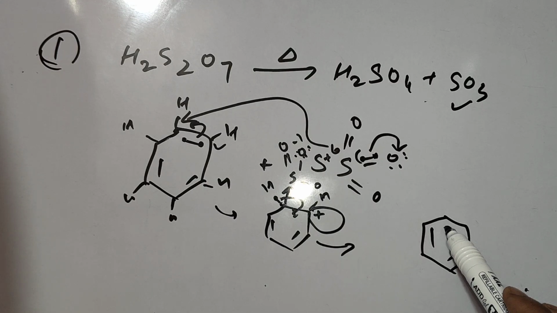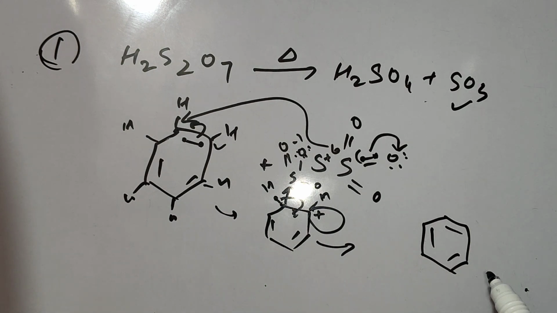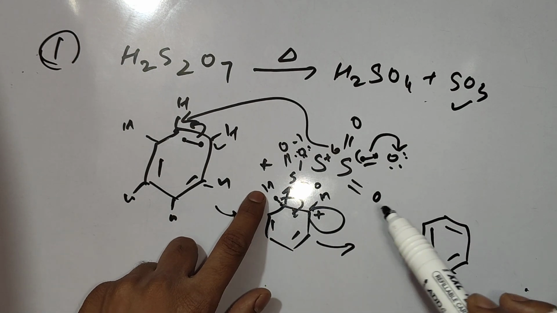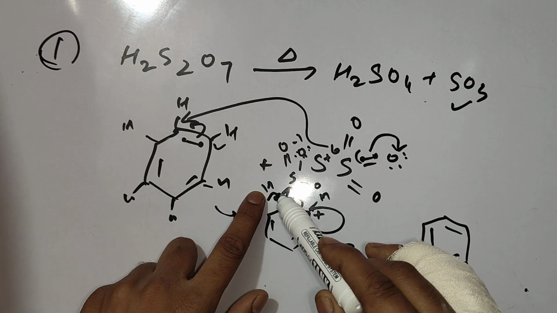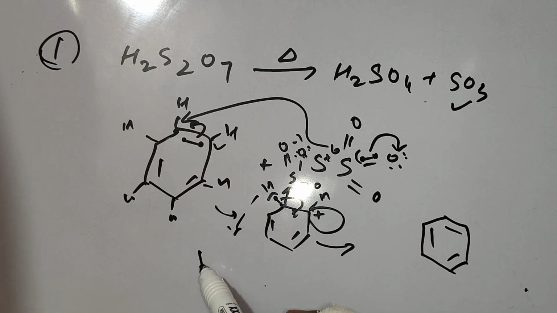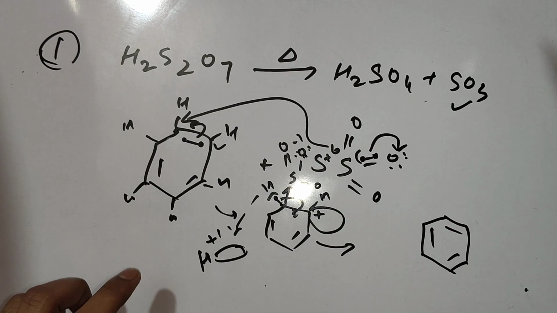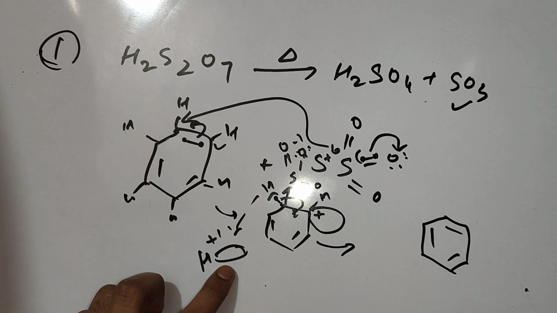So again, a double bond will generate here and the vacant orbital of this carbon will get satisfaction. It's hydrogen as it is, the rest of the hydrogens I am not writing. This hydrogen has lost its electron, so it will release out as H positive with a vacant orbital. This H positive has a vacant orbital.